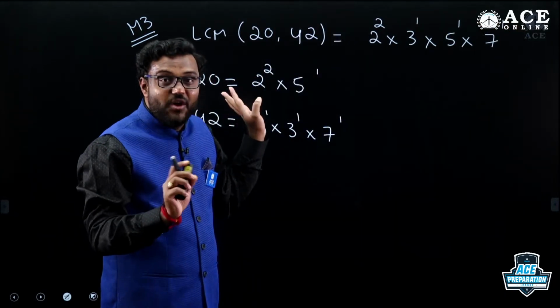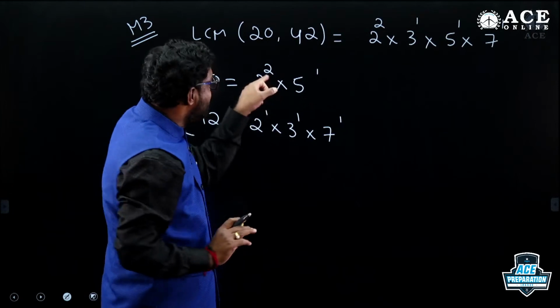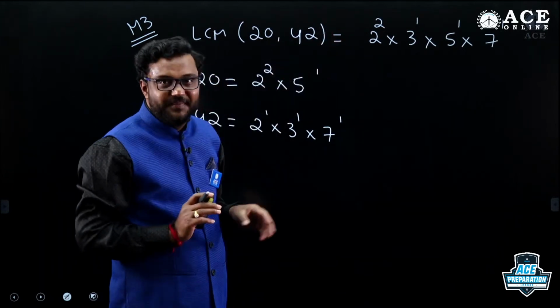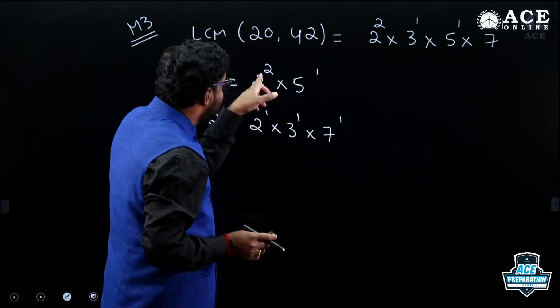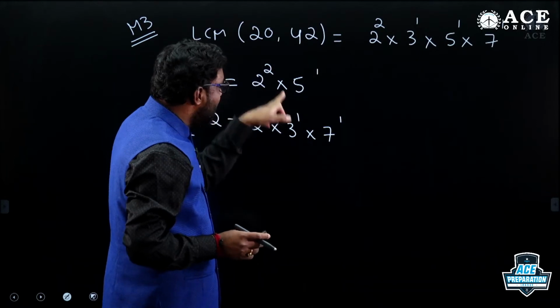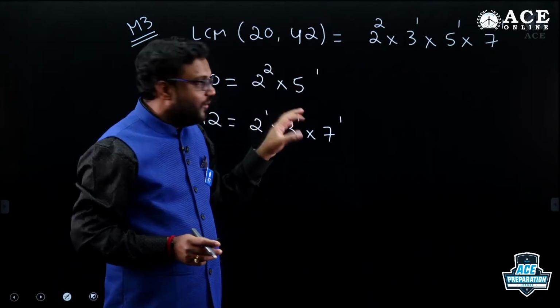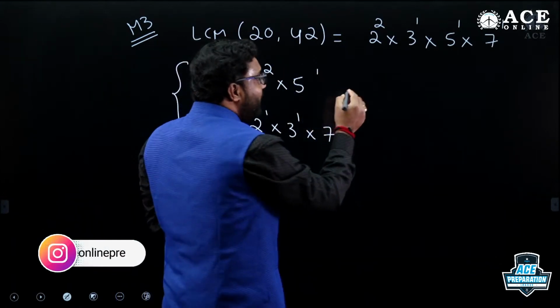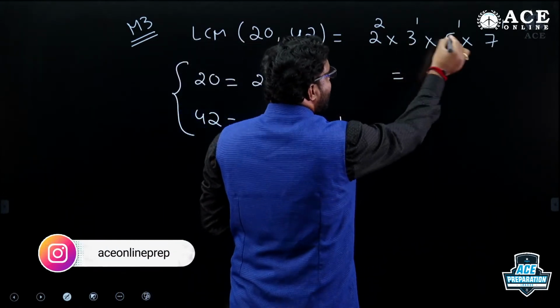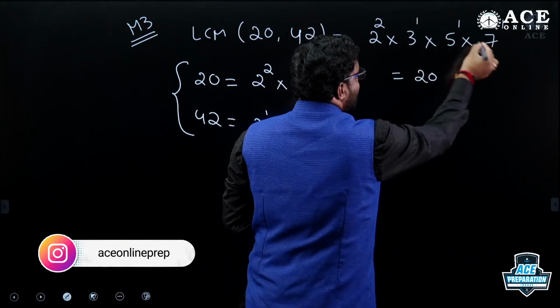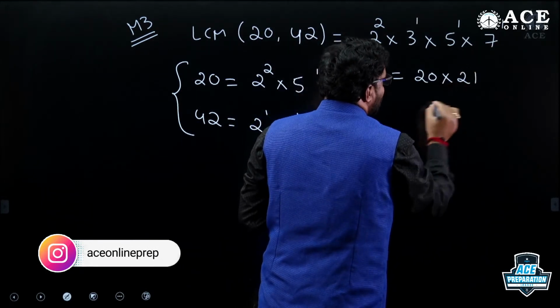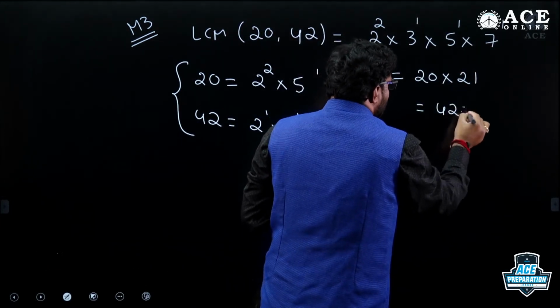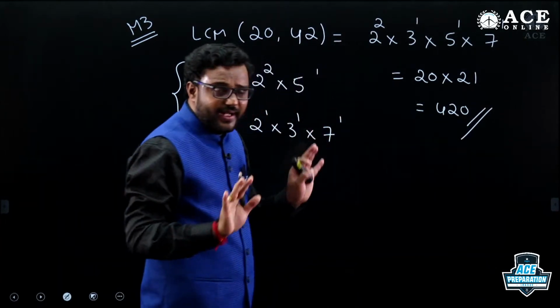It's not about how many times 2 came. If it is 2 power 3 also, I should take 2 power 3. It depends on what is the highest power of 2 among these prime number powers, and what is the highest power of 3 among these prime number powers. Now, we have to multiply these, my dear friends. 4 into 5, 20. 3 into 7, 21. We'll get 420.